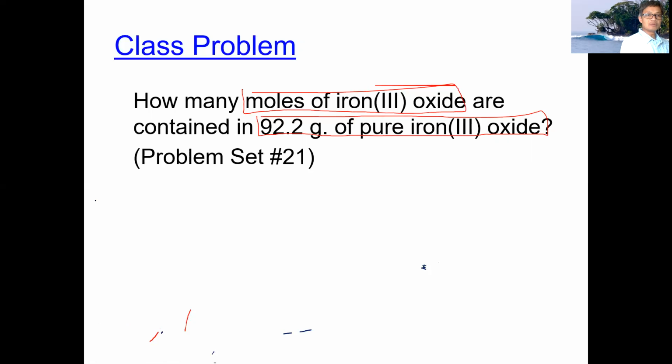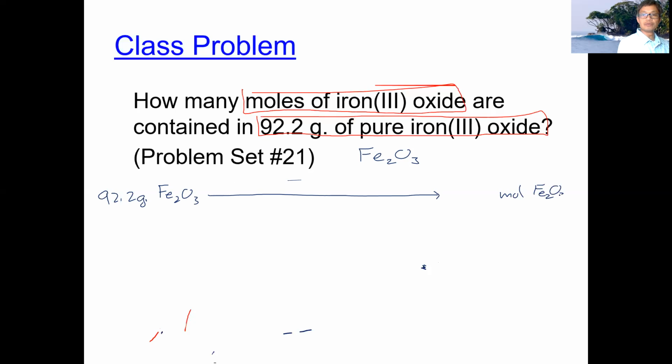Okay, all right, let's go ahead then. We start out then with 92.2 grams. Okay, we are given the name here, folks. So we got to make sure we get the right formula. So we have then iron 3 oxide. It's going to be Fe2O3. That's the formula that we're going to need. So then we start out with 92.2 grams of Fe2O3, and what we were solving for is the equivalent in moles of Fe2O3. So we'll need the molar mass. Again, folks, we'll need the molar mass.